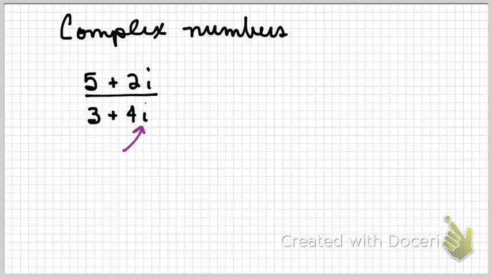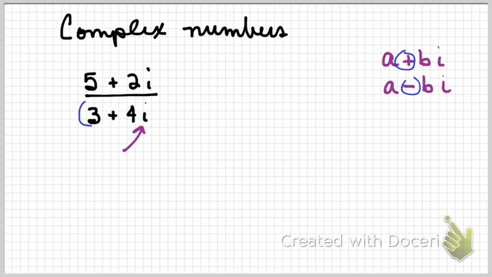So to get rid of those, we have to use what's called the complex conjugate. Complex conjugates have this form. If this is your complex number, a plus bi, then its conjugate is a minus bi. Okay? So they always have this differing sign between the real part and the imaginary part.